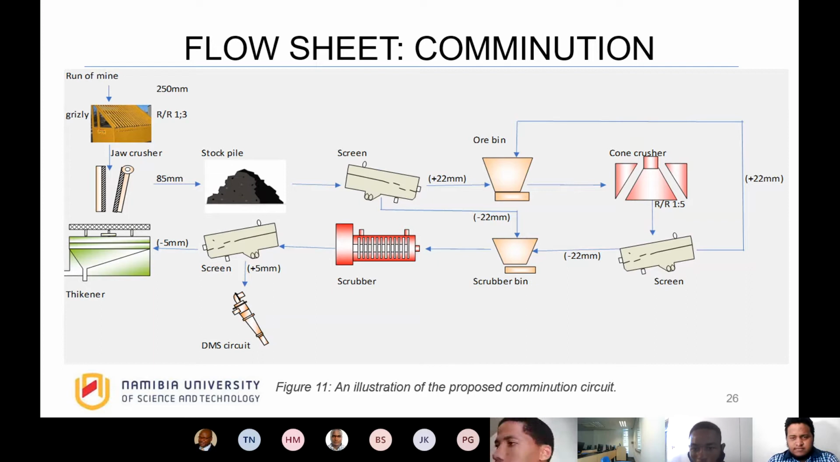And why we chose the cone crusher here is that it has a high reduction ratio and a higher feed rate, although it requires particles to be pre-crushed, which happens in the primary crushing. And the feed rate of the run of mine is about 285 tons per hour. Then we go to the conclusion.